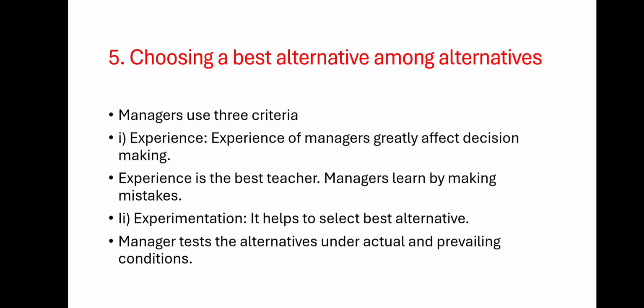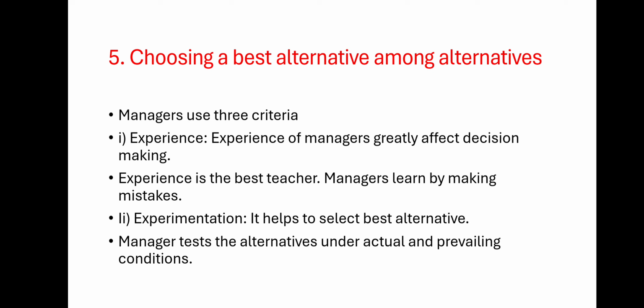The next step is choosing the best alternative among alternatives. Managers use three criteria to choose the best alternative: experience, experimentation, and research and analysis. First one, experience. The experience of managers is used in choosing the best alternative among the alternative courses of action. So the experience of managers greatly affects decision making. Experience is the best teacher. Managers learn by making mistakes.